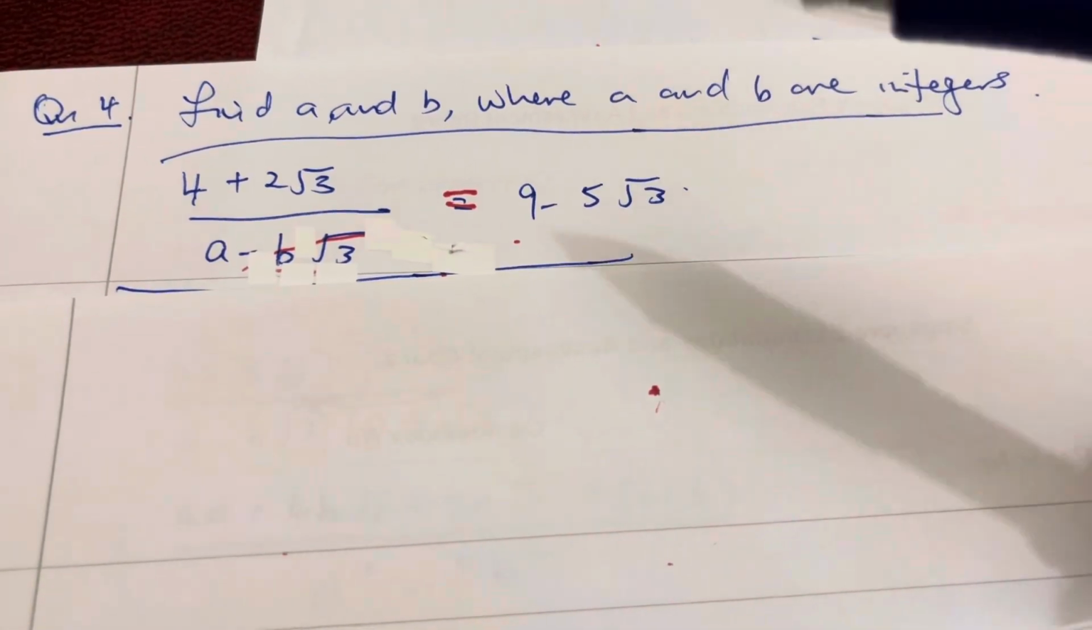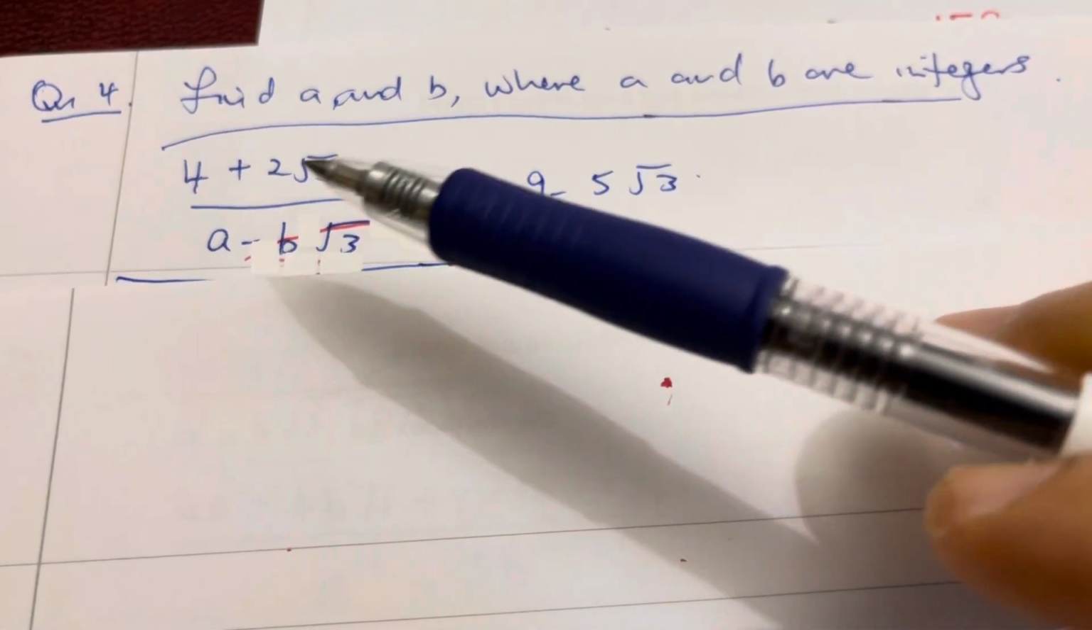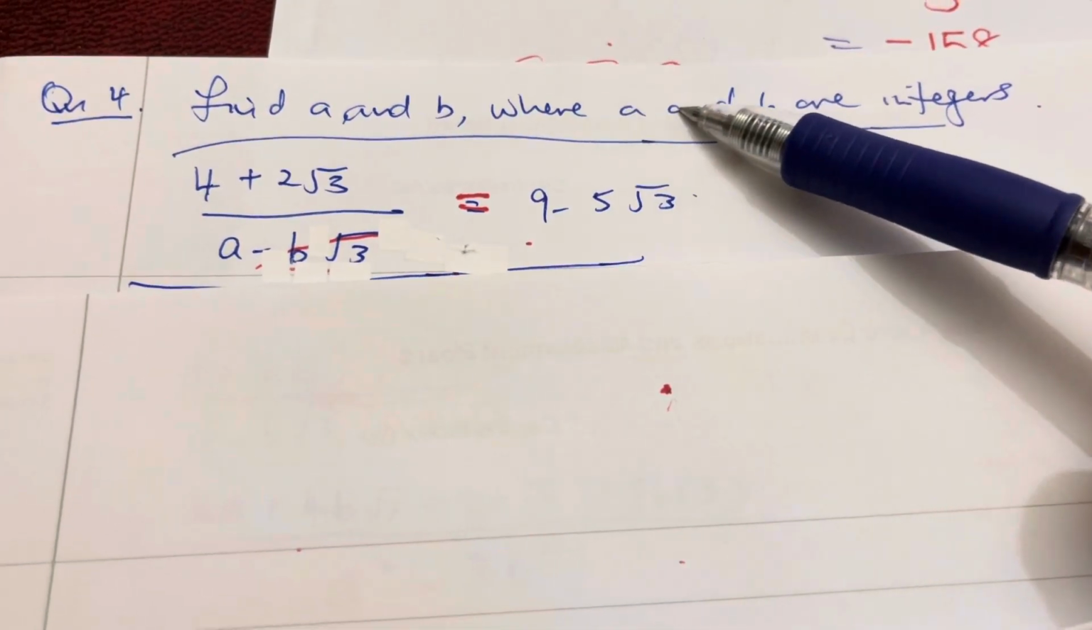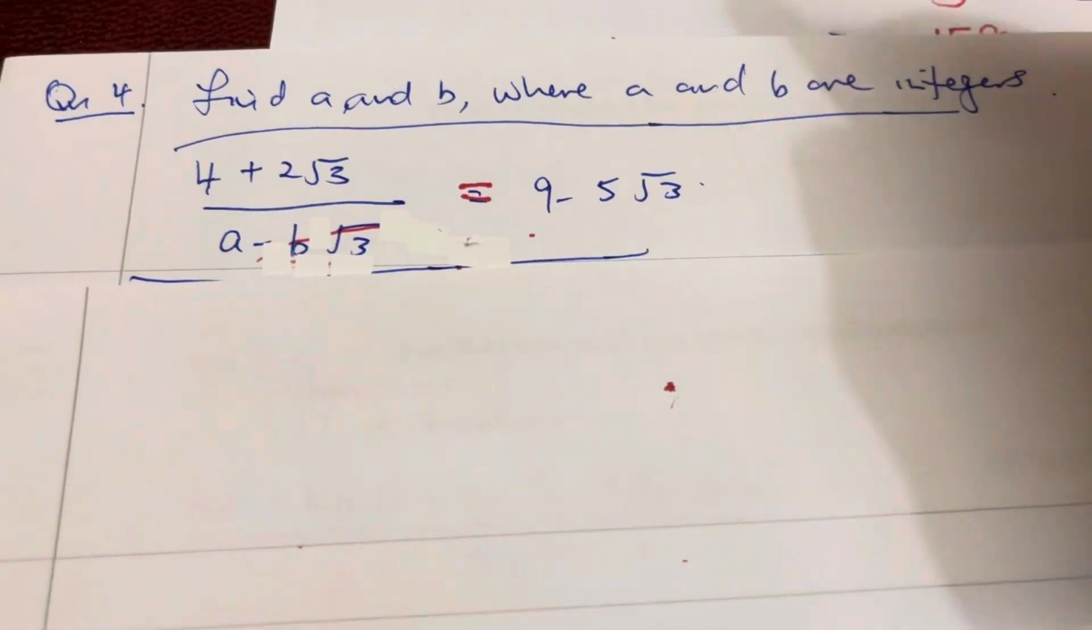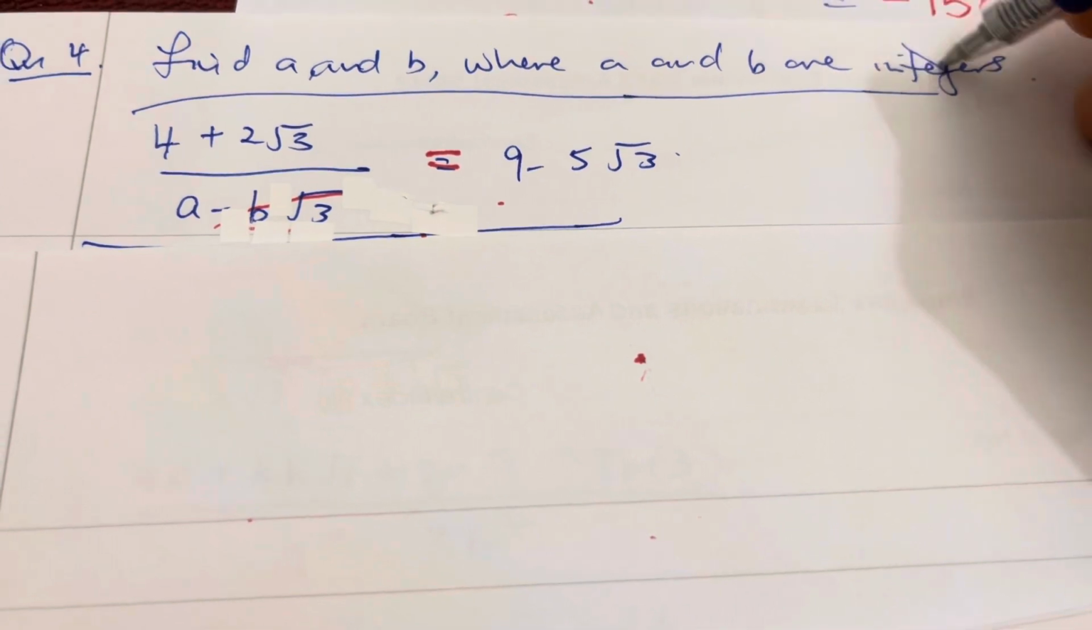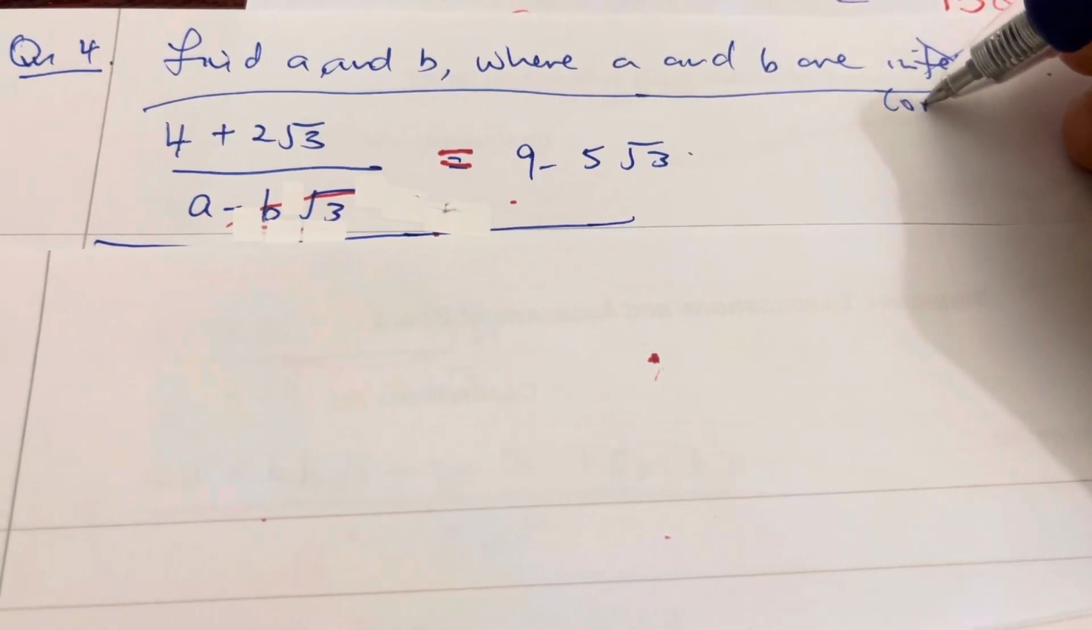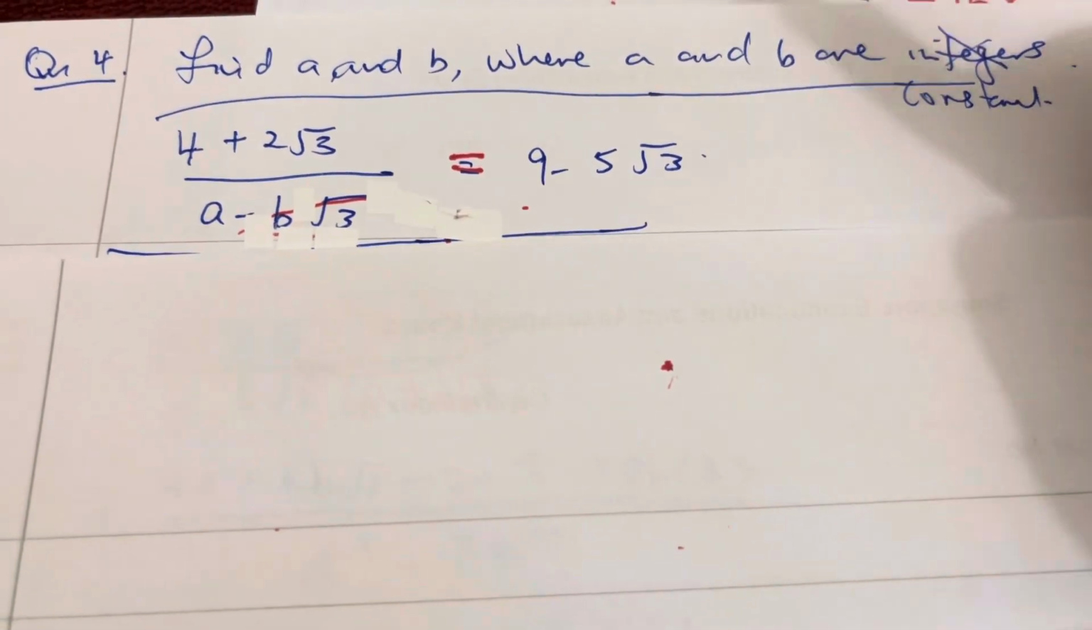This question is taken from the worksheet that was given out today. You're supposed to find A and B where A and B are integers. Now, there should be a mistake here, so they are not integers. Okay, so they're just constants. Constants means they can be fractions, can be decimals.